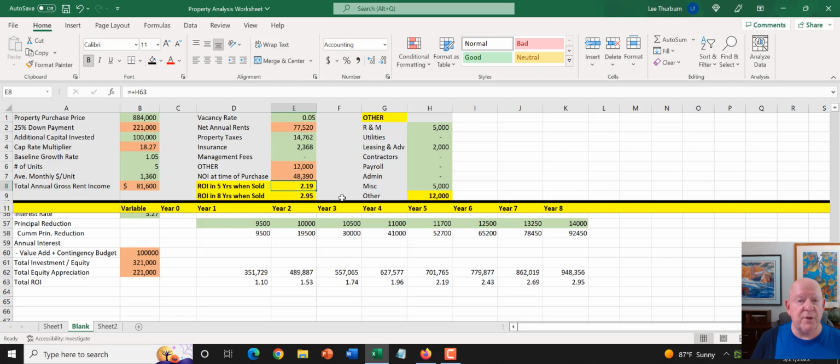It's a beautiful property and a great part of Fort Worth. This is how you use the analysis tool to project for yourself what the return on investment would be on a property that you're considering.